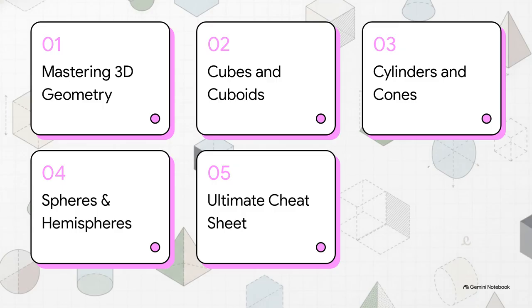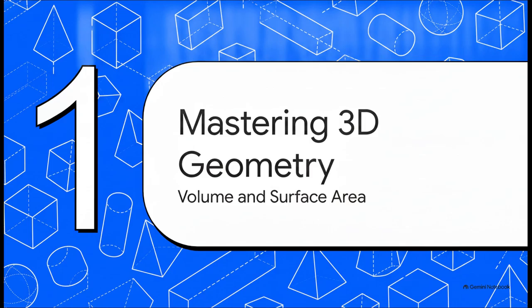Here's our clear roadmap for today. 1. Mastering 3D geometry. 2. Cubes and cuboids. 3. Cylinders and cones. 4. Spheres and hemispheres. And 5. The ultimate cheat sheet. Kicking things off with Section 1, Mastering 3D Geometry. We'll be breaking down Mr. Sonu Singh's master guide shape by shape.